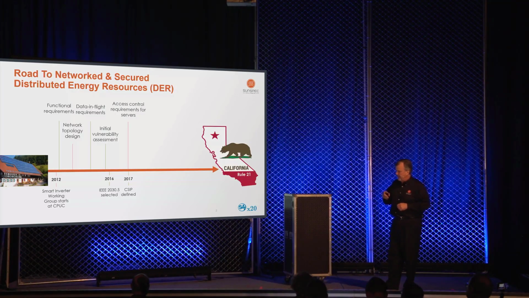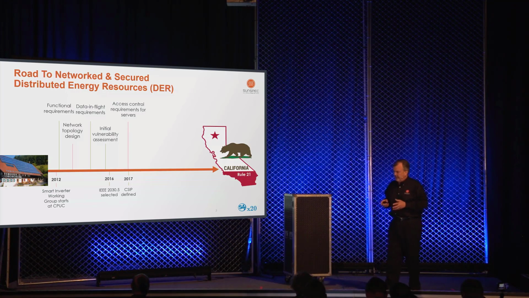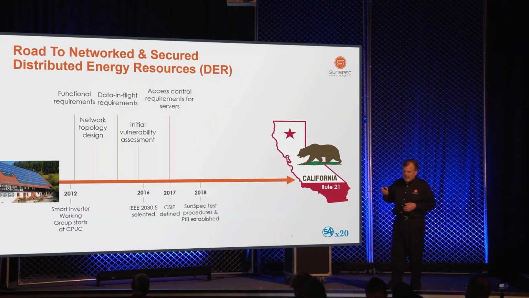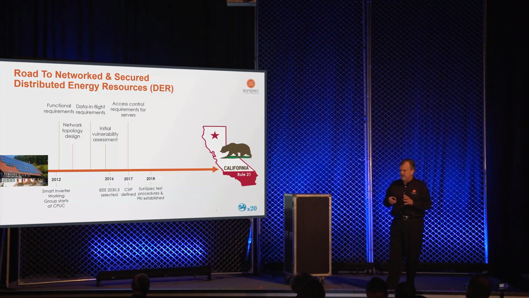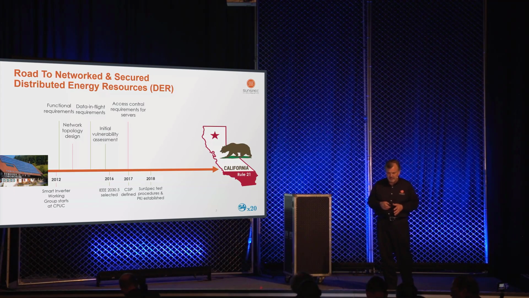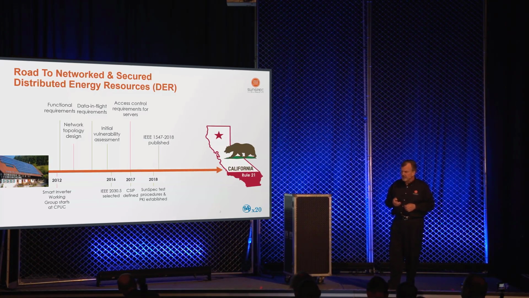With the combination of the protocol and the profile defined, the utilities themselves were able to define access control requirements around utility servers. SunSpec then came up with smart inverter test procedures, and this gave certainty to the manufacturers that once they got through the process of making sure that the protocols conformed to the standard and worked according to the CSIP, they would then be allowed and eligible for installation in the California grid.